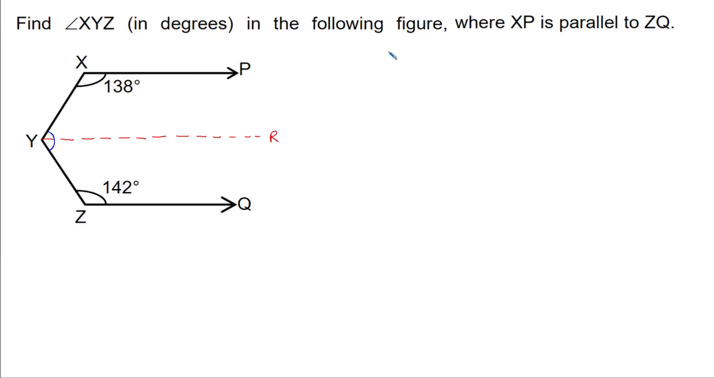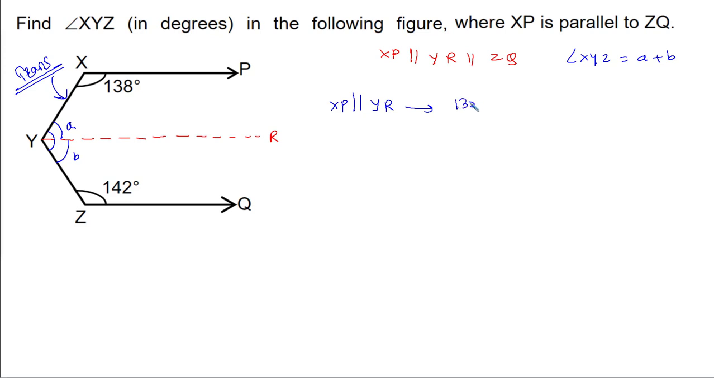So here we can say that XP is parallel to YR, which is parallel to ZQ. Now we need to find the value of XYZ. Let's say this angle is a and this angle is b. So angle XYZ is going to be a plus b. Using the property that we saw just earlier, we know that XP is parallel to YR, and here XY will act as a transversal. So angle X, that is 138, plus a is going to be how much? 180 degrees.